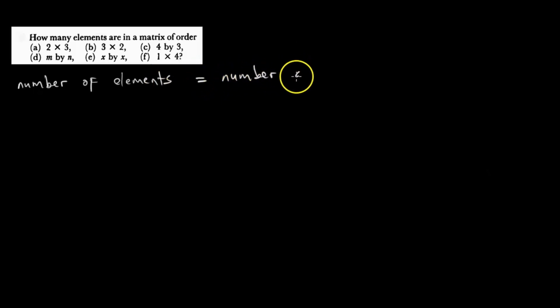Tiri pano, before we even answer A, we should know kuti since question yedu iruda kuti titsvage the number of elements, tofanga kuziva kuti number of elements is equal to number of rows multiplying number of columns. That is what we should know.